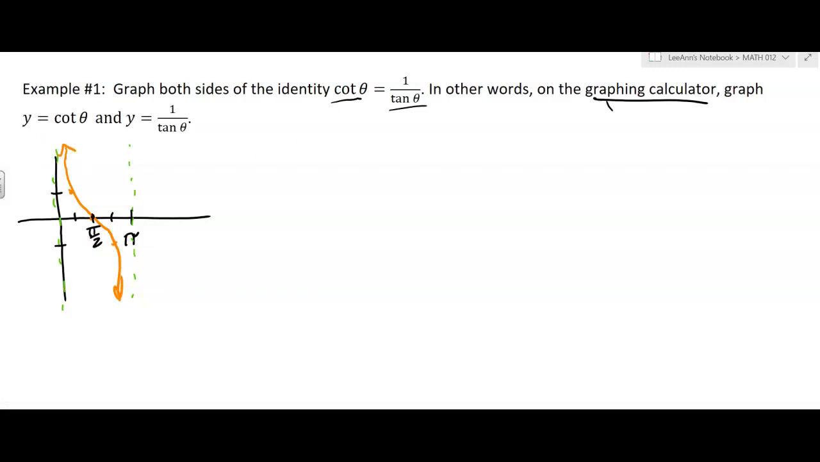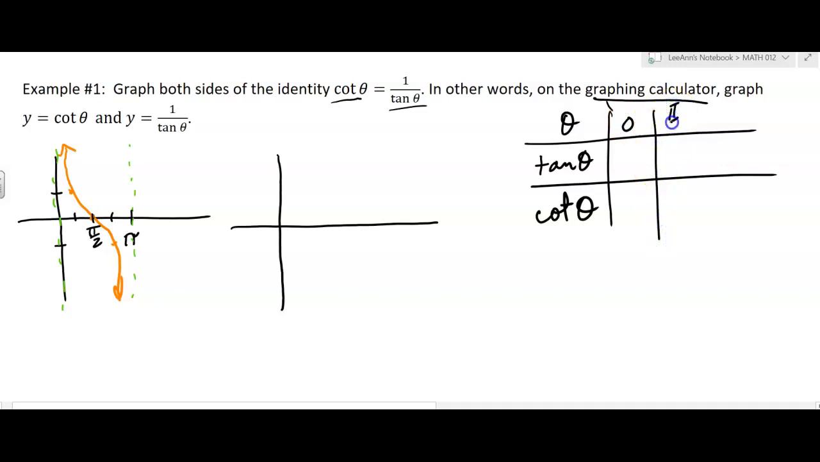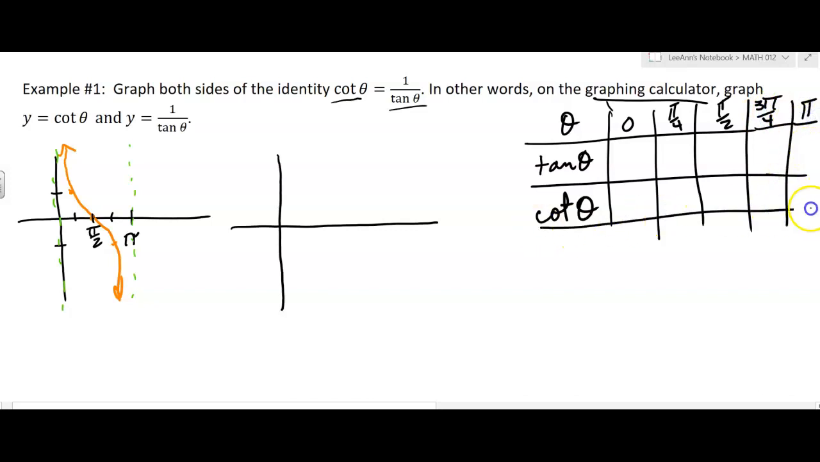Now, we'll go ahead and look at the other idea here, that we could make a table of values, is what I'm going to do. So let's say we want to go tangent theta, and then here's theta, and then we'll do cotangent theta here. Okay, so let's think about 0 and pi over 4, pi over 2, 3 pi over 4, and then pi. So kind of making a table of values here.